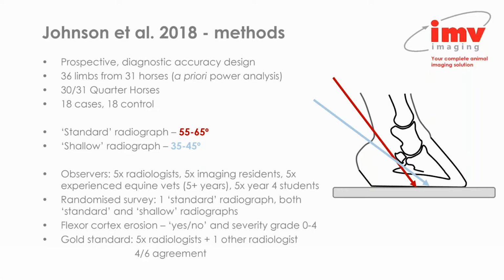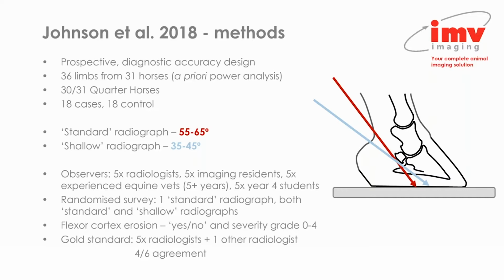And based on either the single versus the 2 radiographs, they had to answer the question, do you think a flexor cortex erosion is present? So that was a binary yes/no answer. And they also had to grade the severity on a 5-point scale, so with 0 being normal or no erosion present, and 4 being severe.